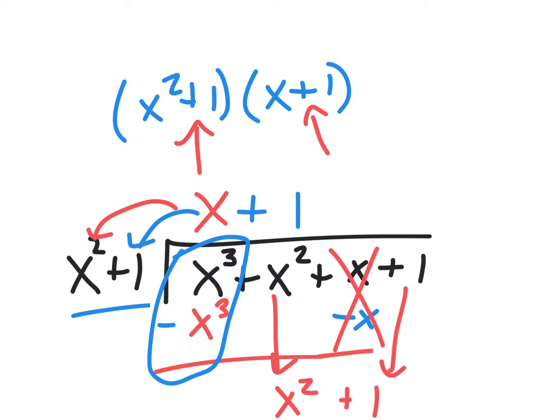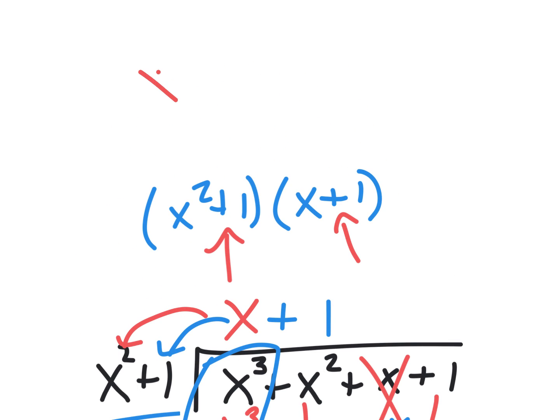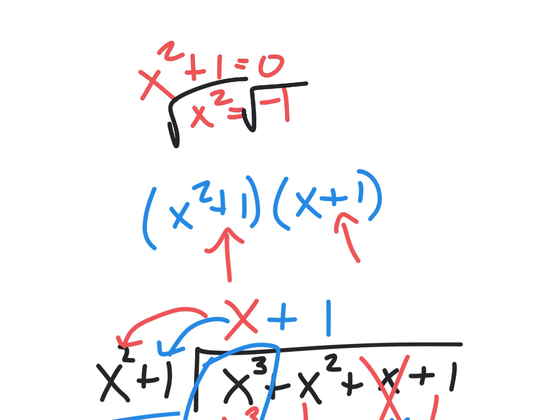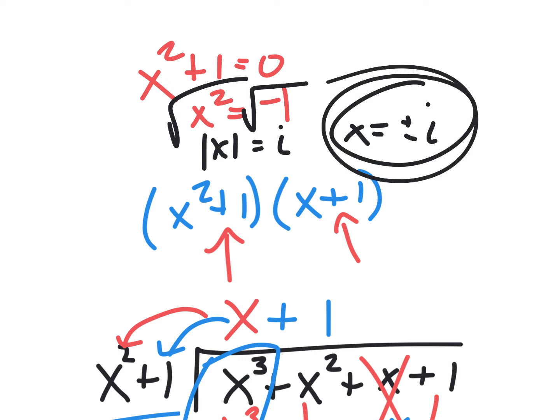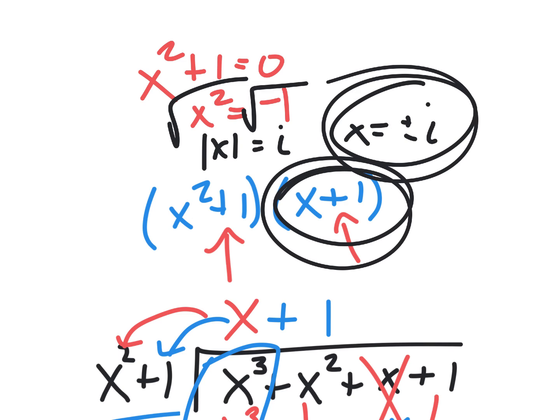You can't, unless you put in an imaginary number. Just a side note, x squared plus 1 equals 0 can be solved. It just has to use the negative square root of negative 1, which is also known as what? i. So then the absolute value of x is i, so x is plus and minus i. That's 2 imaginary roots and 1 real root, a total of 3 roots.